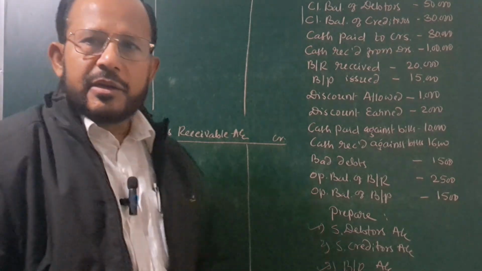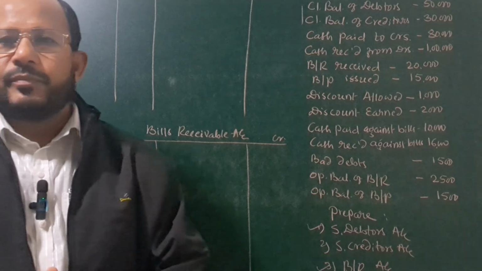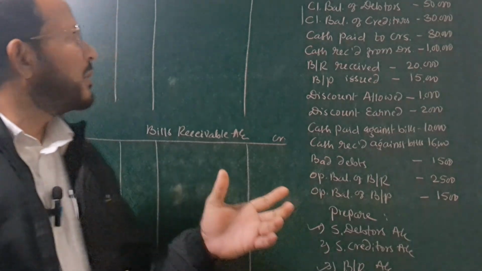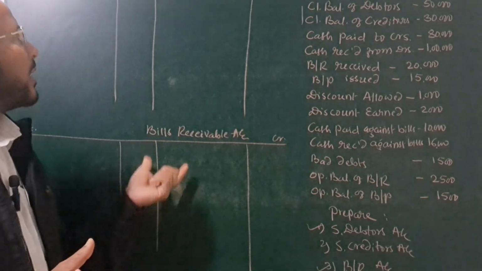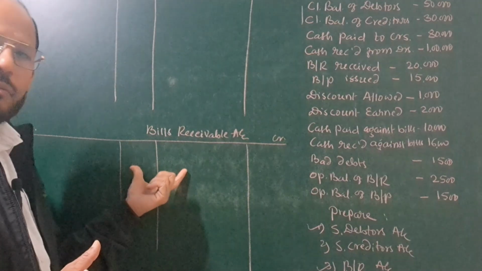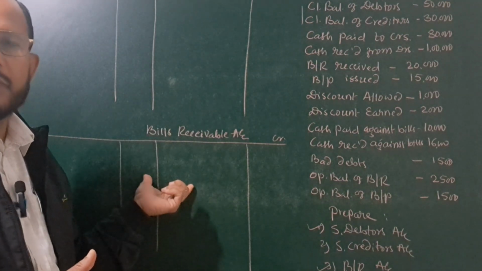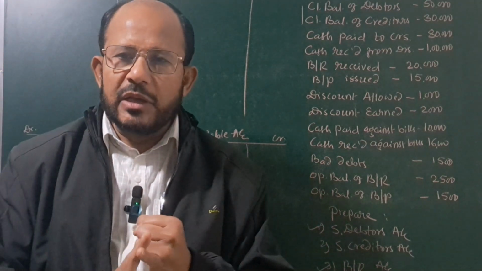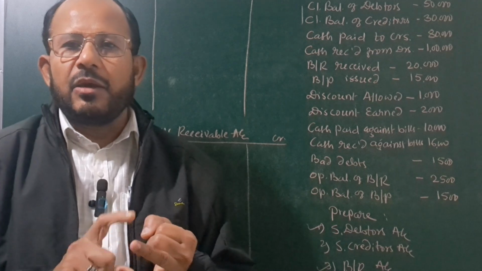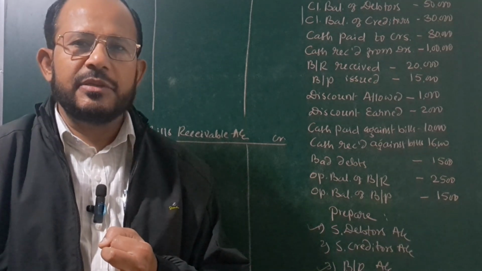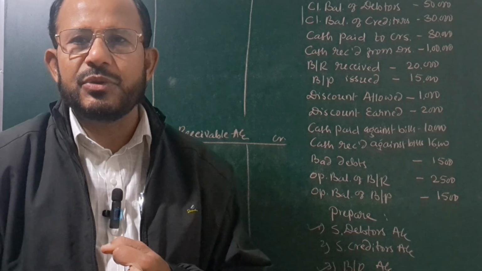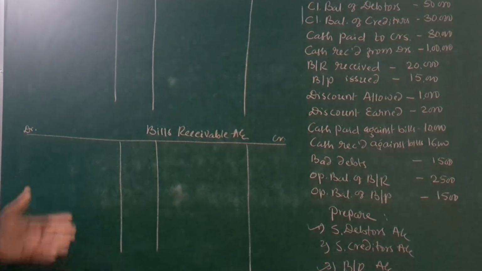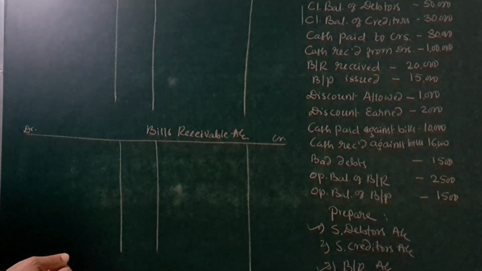While preparing sundry debtors account and bills receivable account, first you have to keep in your mind that both are assets. Here sundry debtors and also bills receivable. Where do we show these items? On the asset side of the balance sheet. Therefore, remember all the assets show debit balances and all the liabilities show credit balances, and in a similar way all the expenses show debit balance and all the incomes show credit balance.